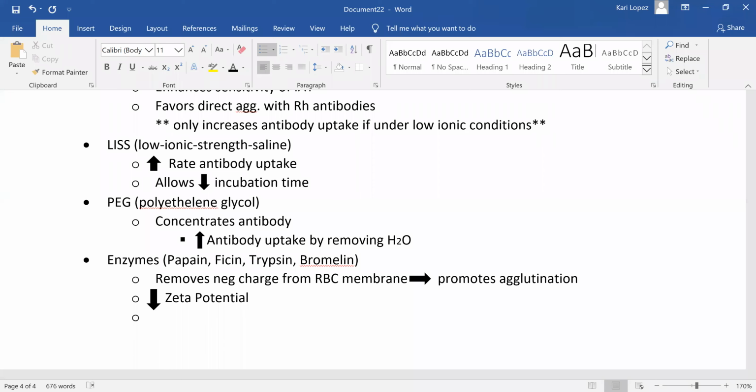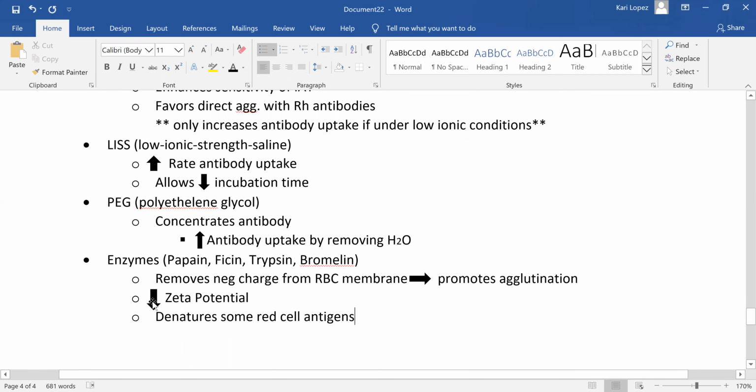So it decreases zeta potential, and it denatures some red cell antigens. And what does denatures mean? It means it destroys them. So it denatures some red cell antigens. Some examples of those that are destroyed when treated by enzymes are your M and N, and then you've got your Duffy, so that's going to be Fya and Fyb.